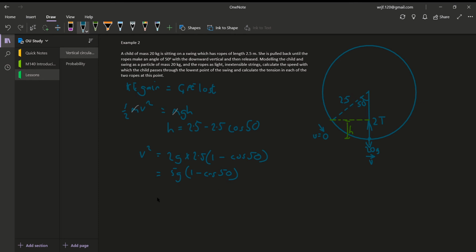And so we've been asked to calculate the speed rather than, sometimes they just ask you for v squared. Here they have actually asked us for the speed, so we're going to need to do the square root here. So v is just going to be the square root of all of that lot. No unknowns left in there now, so it's just a straightforward calculation at that point. So we want the square root of 5g brackets 1 minus cos 50.